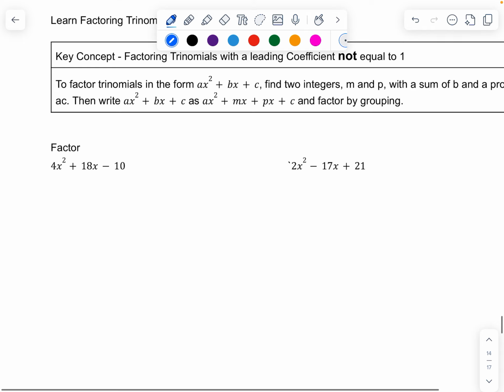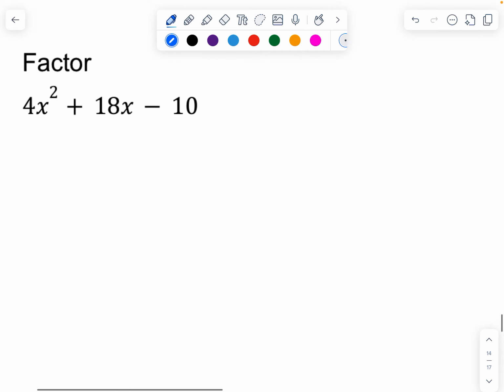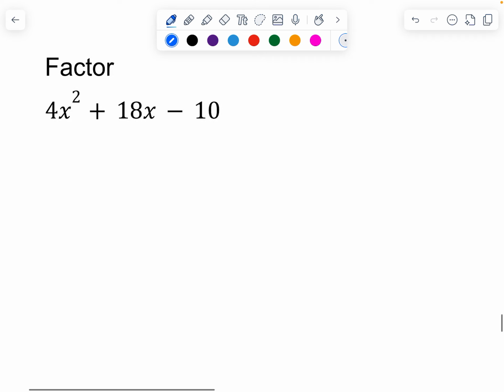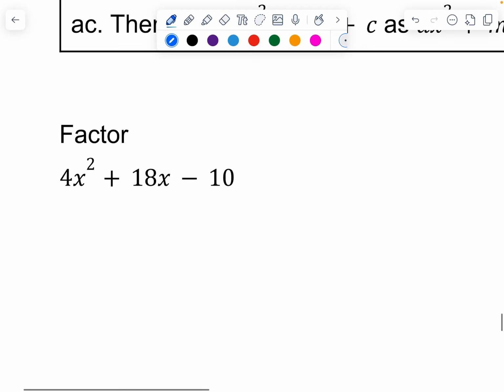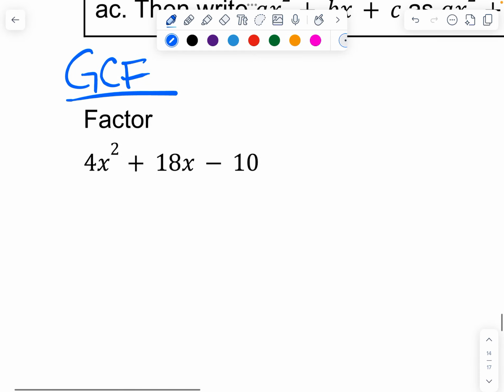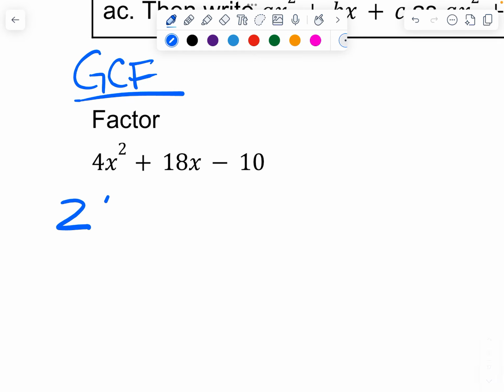I'm actually going to skip that one. We're going to come down here. Okay, so on this one, do you notice that each one of these is even? So the first step that we have to do is take out the GCF. What do they all have in common? Oopsie daisy. They all have in common 2. So I'm going to get 2 times x squared plus 9x minus 5.